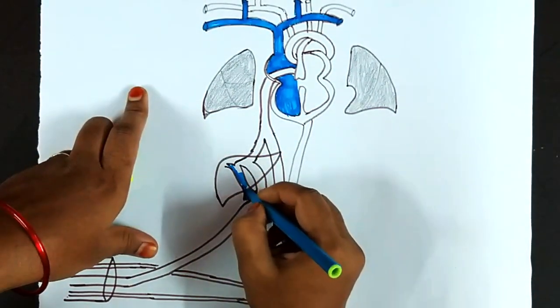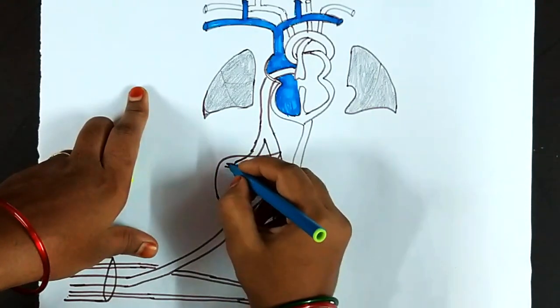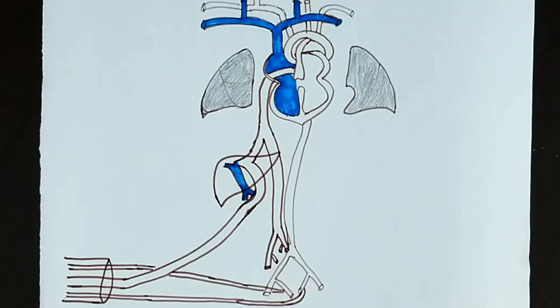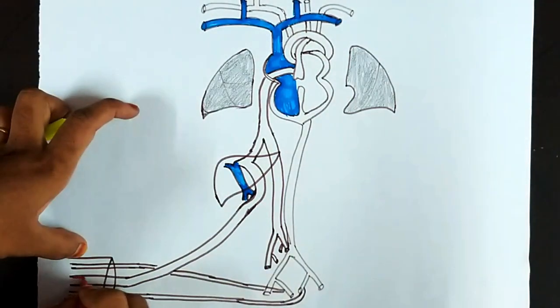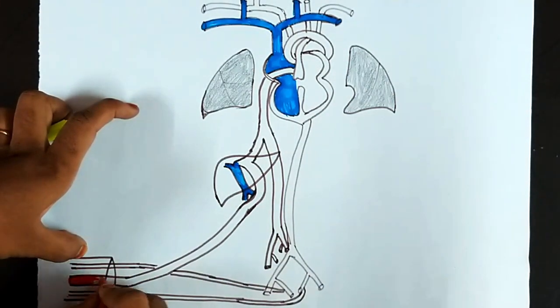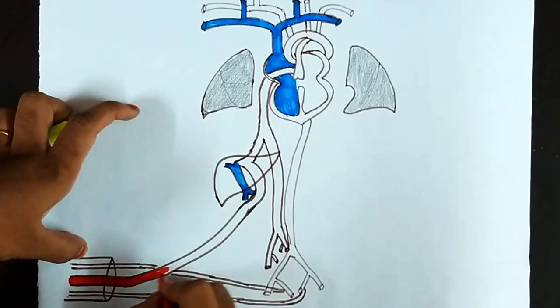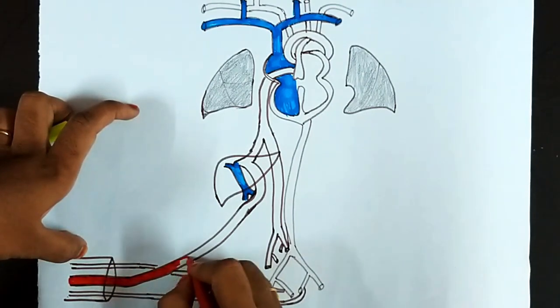So the blood, after entering from the right atrium, passes to the right ventricle. From the right ventricle, the blood will enter through the pulmonary trunk. Here, as you all know, the lungs are not working in the fetus, so the blood should be bypassed from the lungs.